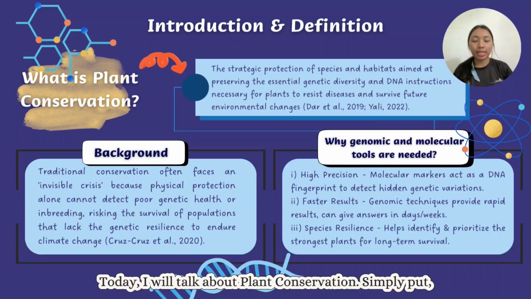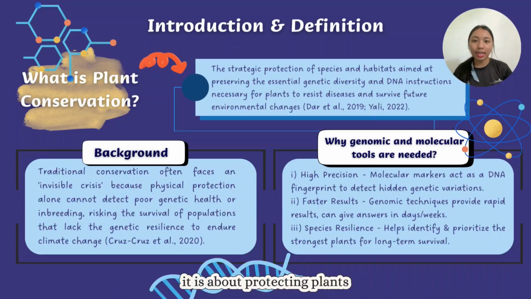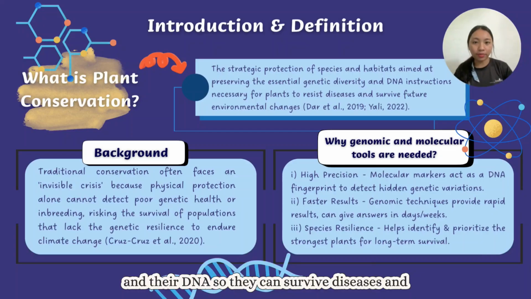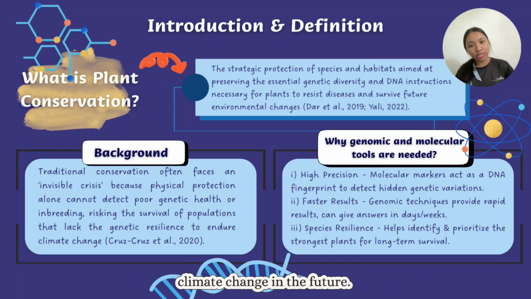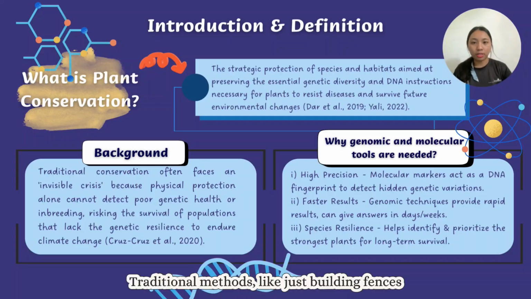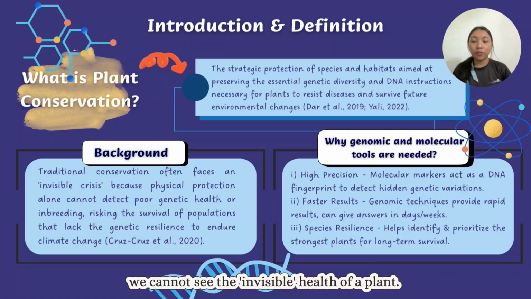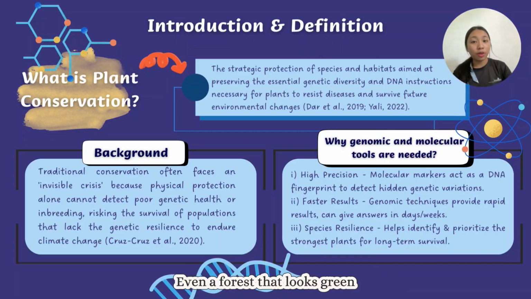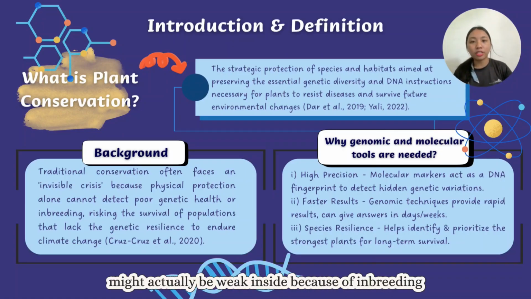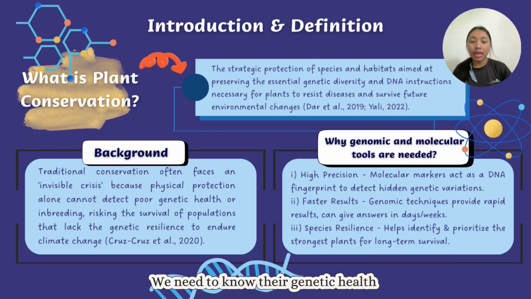Simply put, it is about protecting plants and their DNA so they can survive diseases and climate change in the future. But here's the problem. Traditional methods like just building fences or protecting habitat, we cannot see the invisible health of a plant. Even a forest that looks green might actually be weak inside because of inbreeding. We need to know their genetic health to truly save them.